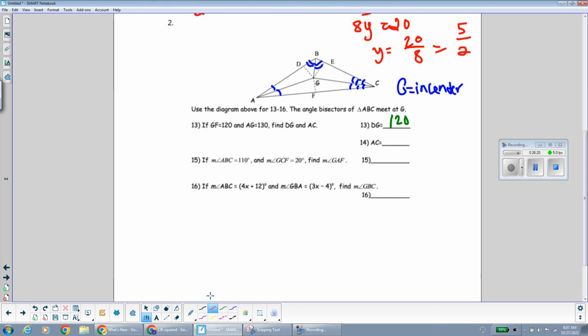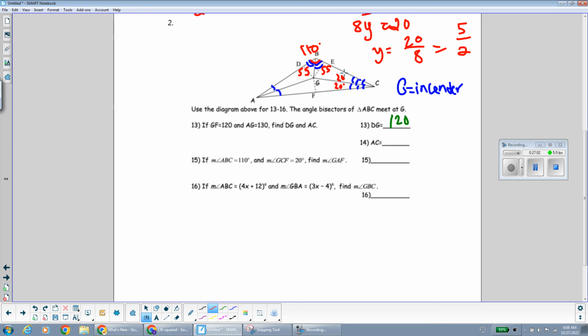Okay, so we know that angle ABC is 110 degrees. So that's this whole angle here. And the measure of GCF, so that's just this part of the angle here, is 20 degrees. Find angle GAF. Okay, so if this is 110 degrees, I know it's being split equally in half. So half of 110 is 55. So I'm just going to fill in what I can. This is 55 degrees. This is 55 degrees. This is 20. So this is also 20.